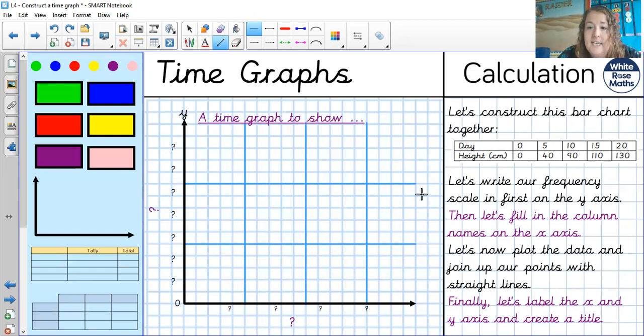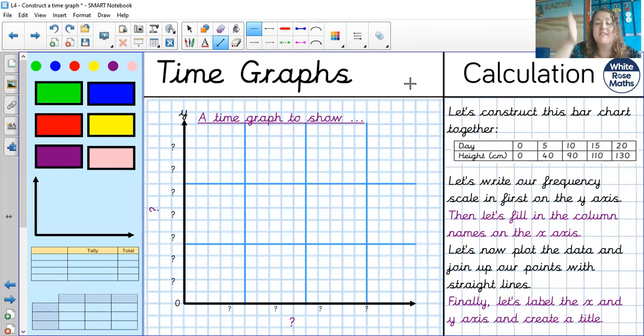So we've got different days, 0, 5, 10, 15, and 20. And this time we've still got height, but we've got 0, 40, 90, 110, 130. Okay, looking at this data, is it going to be a good idea to do my data in ones or even twos up the side? Hopefully you're looking at the data saying, no, that really wouldn't be sensible because of the high numbers I have. So I've got 130. Even if I was doing it in twos, it would take me a long time to get up to 130. What else do you notice before we talk about the data even more about the grid this time?